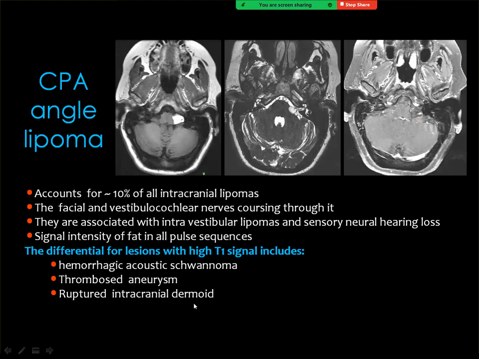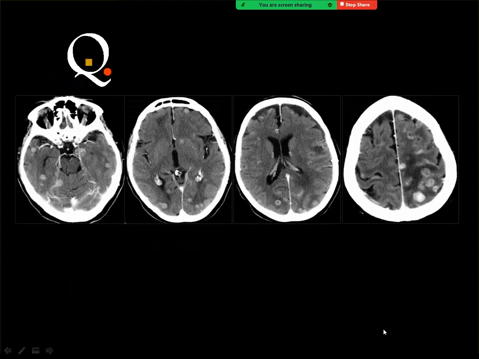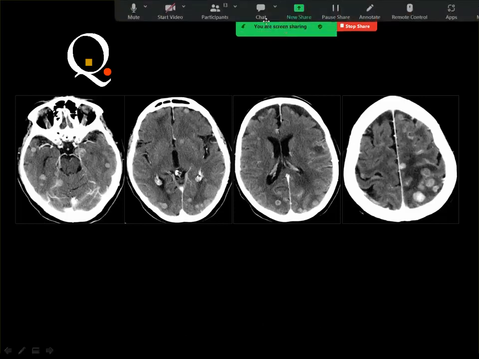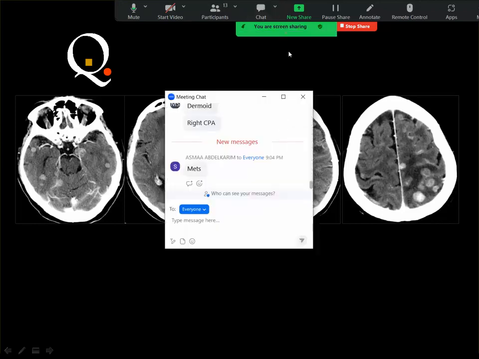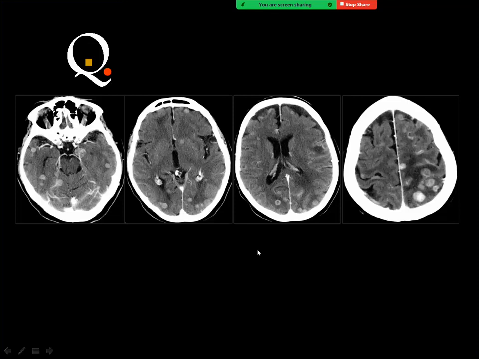Ruptured intracranial dermoid cyst, you get fat signal in the subarachnoid spaces. And this is one of the criteria of the dermoid, which tends to cause leak into the CSF spaces. Of course, if you look at this case with multiple lesions in the cerebellum and in the cerebral hemispheres, then the diagnosis is easy, and you should consider the possibility of metastasis.